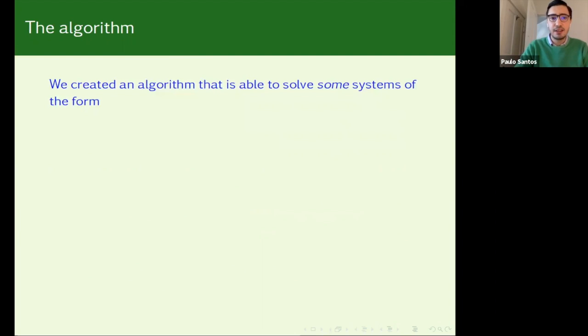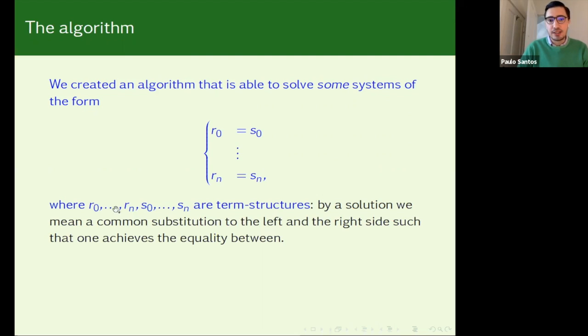We created then an algorithm that is able to solve some, and not all, systems of this form, where these R and S's are term structures. And by a solution, I simply mean a common substitution at the syntactical level, of course, to the left and to the right, such that one achieves equality between them. And again, I emphasize these are substitutions in the context of schemata. These are not concrete substitutions.